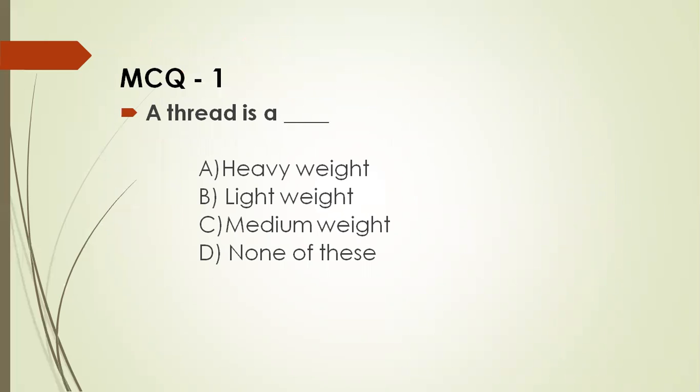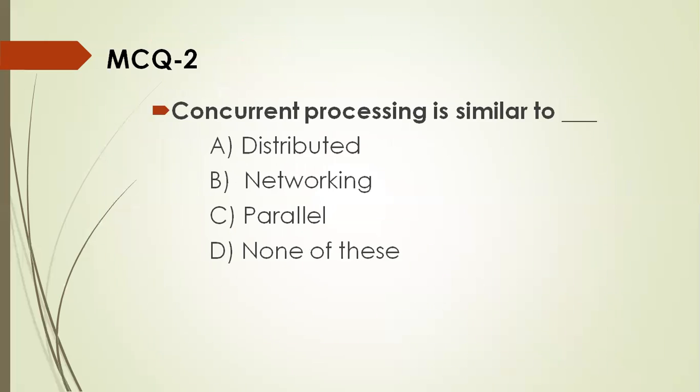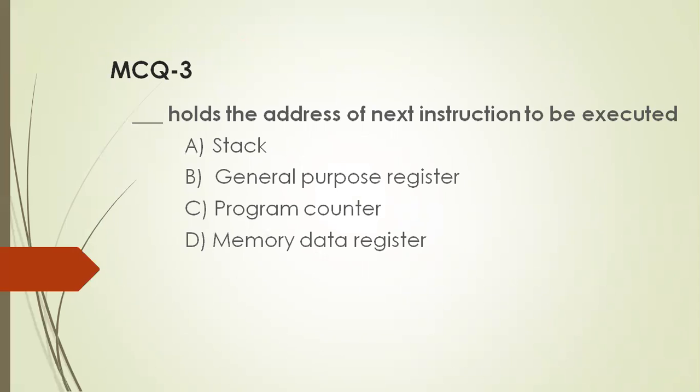Let us revise what we have studied in today's class. A thread is a heavyweight, lightweight, medium weight, or none of these? It's a lightweight. Concurrent processing is similar to distributed, networking, parallel, or none of these? Another name for concurrent processing is parallel processing. Dash holds the address of the next instruction to be executed. Program counter is a register which holds the address of the next instruction to be executed.